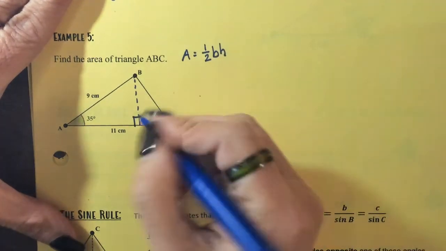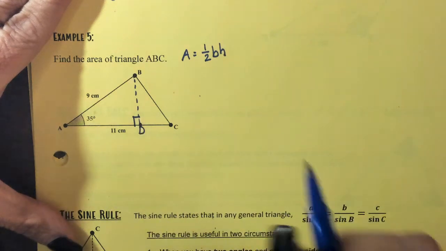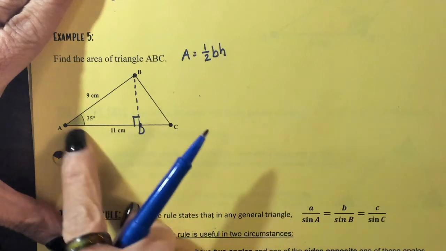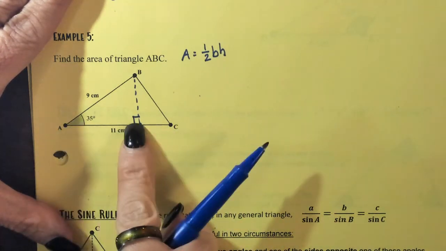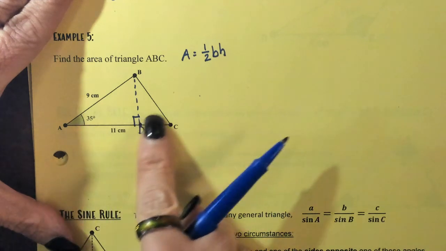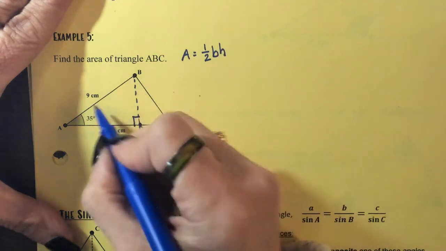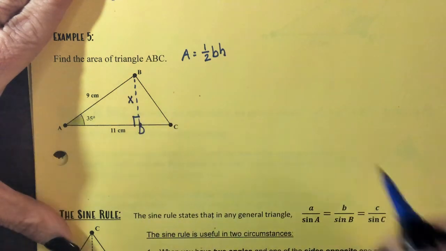Could I figure out, I'll call this ABC, we'll call that point D. Could I figure out the length of BD? Absolutely. I don't know this one. I can't say that this is 11 because I'm only going from here to here. So I have to think about it as, can I use that 11 on here? And I really can't. But I could call this right here X.